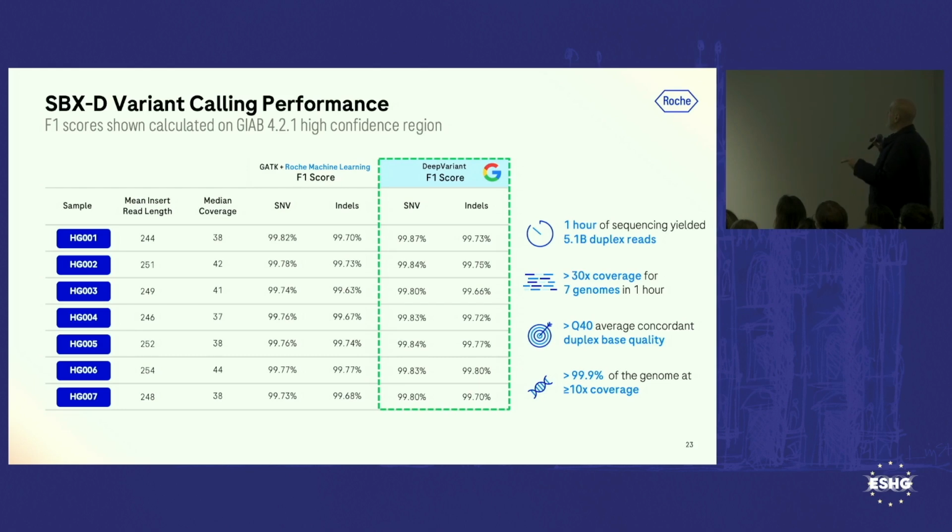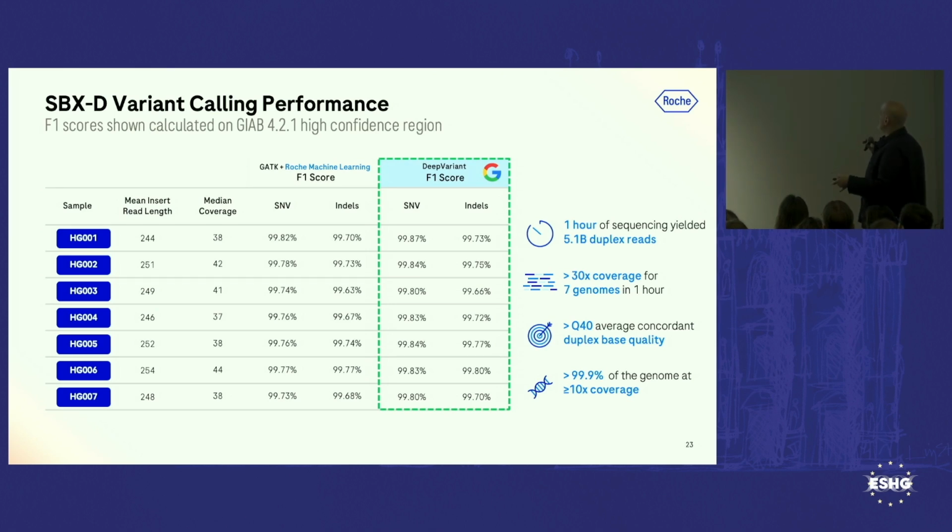I'll point out that we have both our GATK Roche machine learning approach on the left, as well as DeepVariant from Google. Great collaboration there, really awesome team to work with. Their numbers, you can see, are a little bit better, but we wanted to acknowledge that relationship there.